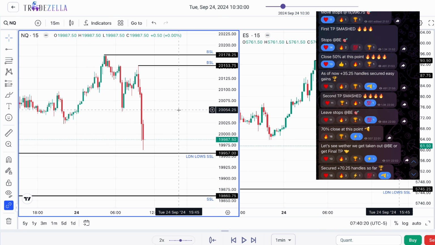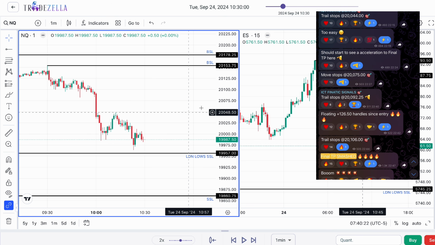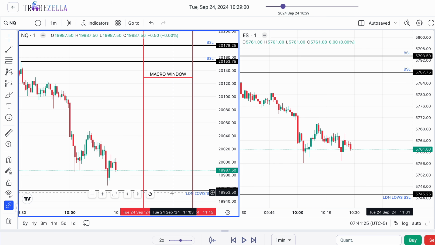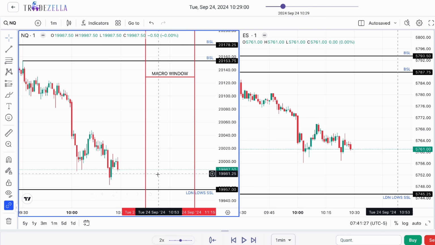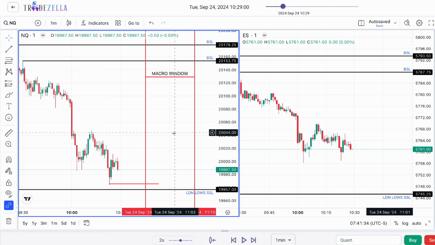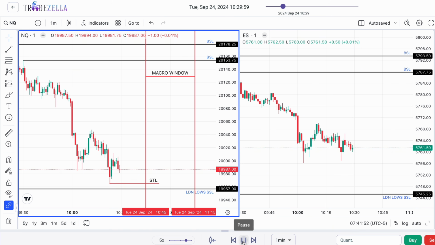Okay, so let's quickly drop down to the lower time frame and monitor price as we approach the macro. So obviously, with a major drawn liquidity of London lows for the 2 AM macro, as we approach it, I want to see this short-term low here for NQ get taken out, and also take out London lows at the same time as well. So let's monitor price and see what we get.